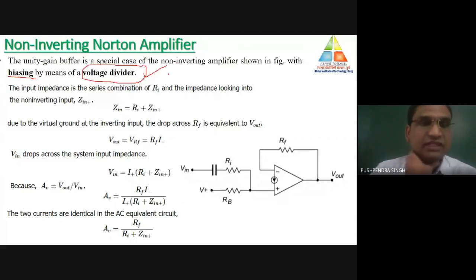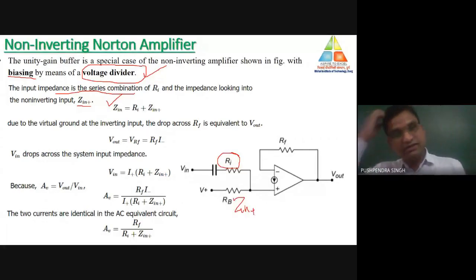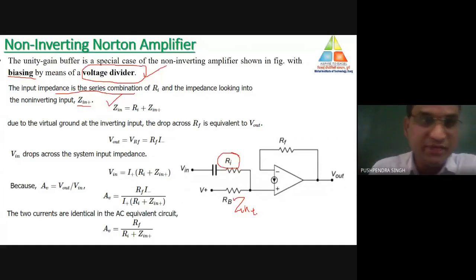Now calculate the voltage gain in case of non-inverting Norton's amplifier. At first, the input resistance is Ri, and at the non-inverting terminal, let the input impedance be denoted as Zin plus. So Zin is equal to Ri plus this Zin plus. That is the value of total impedance connected at the non-inverting terminal of the Norton's amplifier. Now due to virtual ground, these two terminals are connected to each other.